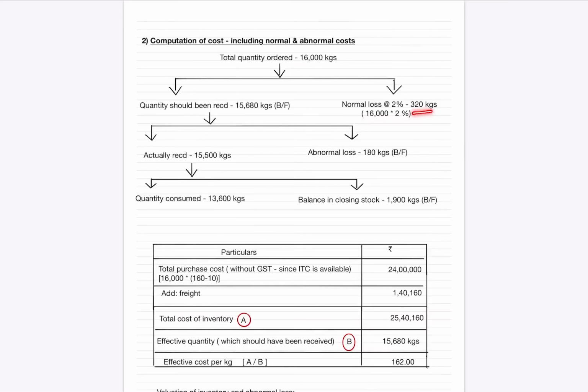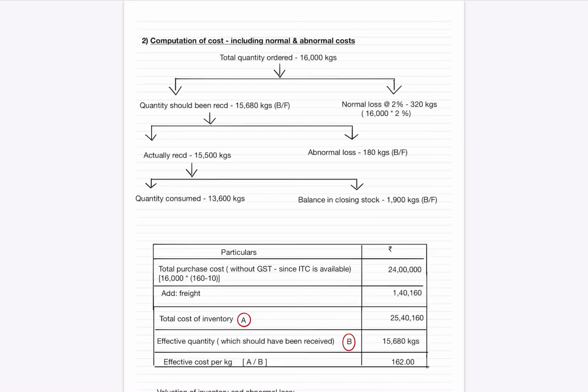From the 15,680 kgs, the concern had actually received only 15,500 kgs. The balance kgs of the goods had not been received, which is nothing but abnormal loss 180 kgs. That is the balancing figure in this stage. And the next one is from the 15,500 kgs which is actually received, the enterprise had consumed 13,600 kgs and the balance is lying in the closing stock as 1,900 kgs as a balancing figure.